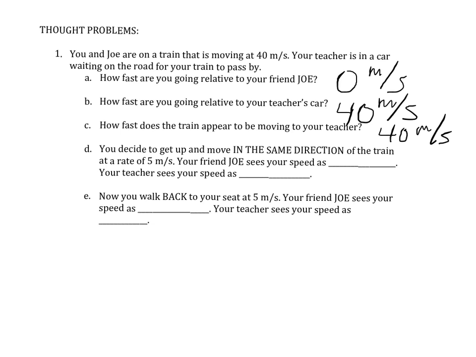If you decide to get up and move in the same direction of the train at a rate of 5 meters per second, your friend Joe sees your speed as what? 5. But I will see your speed as 45. How about if you walk back to your seat? Your friend Joe sees you coming towards you at 5, or what we could call a negative 5. Your teacher will see you moving at 35.